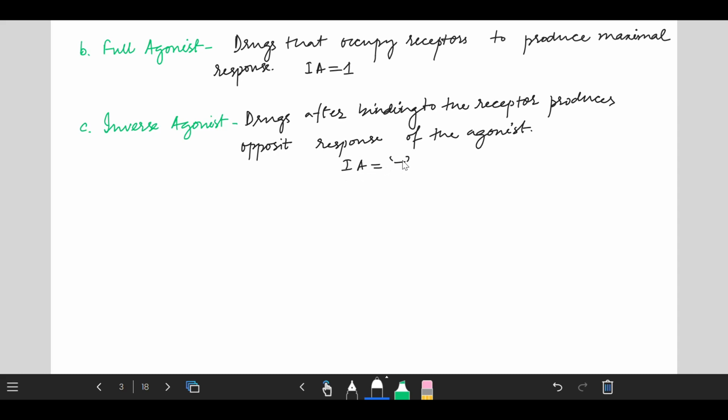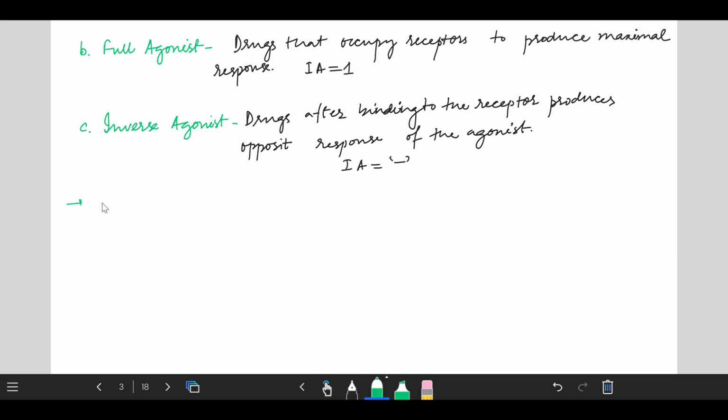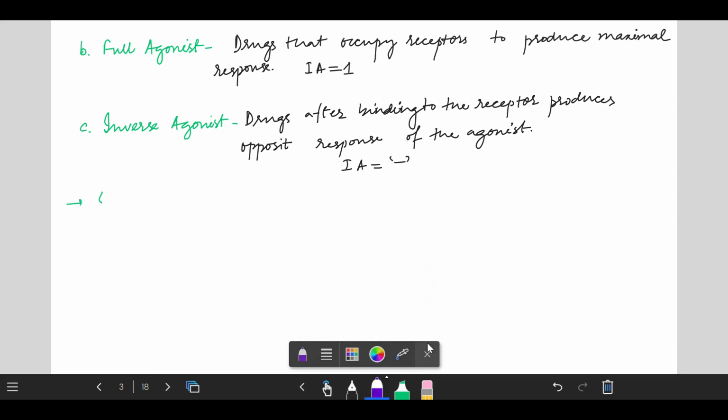Okay. Now I have used the term intrinsic activity. So we need to understand what is intrinsic activity. Now we will understand what is intrinsic activity. I need to take another color.